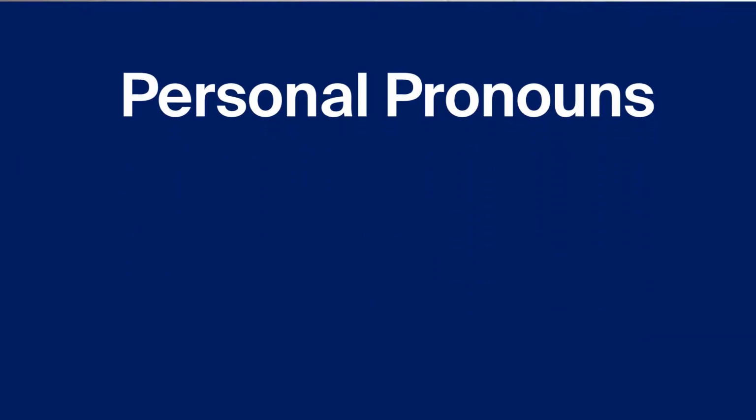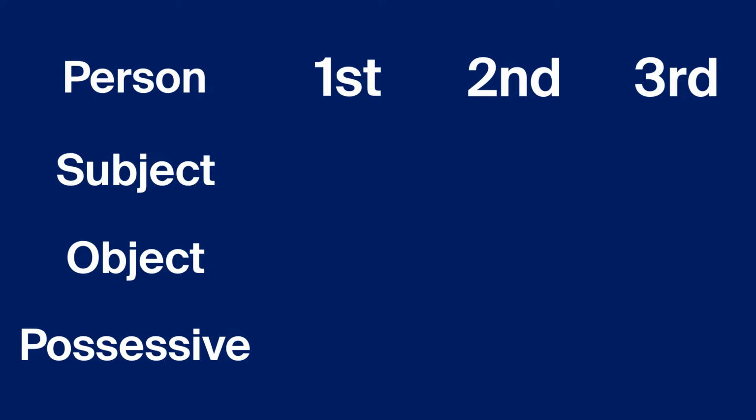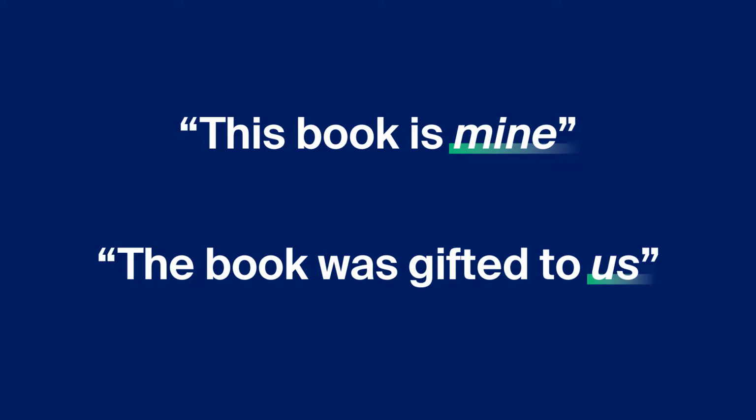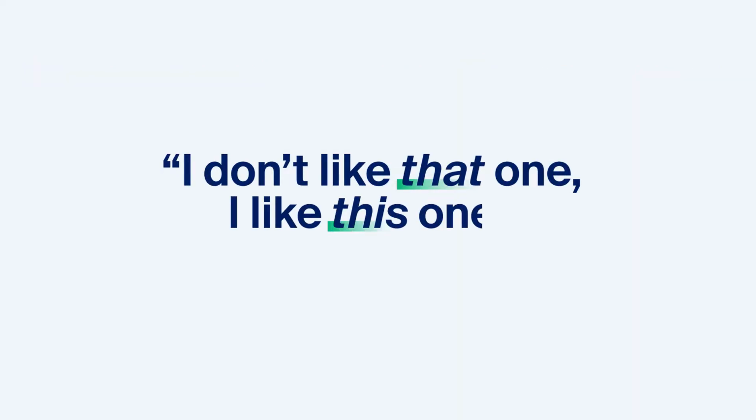Personal pronouns are used in place of a specific person or thing. They can be broken down into first, second, or third person, and they cover subject, object, and possessive. For example, this book is mine, or the book was gifted to us. Demonstrative pronouns point to specific things. For example, I don't like that one, I like this one.